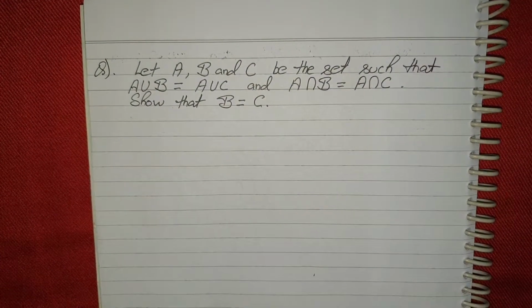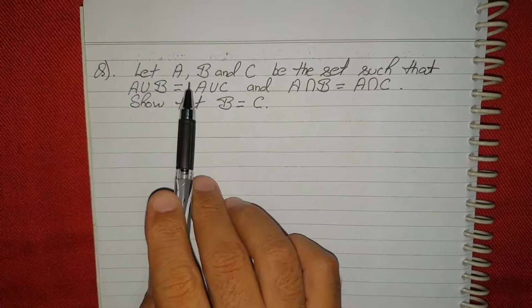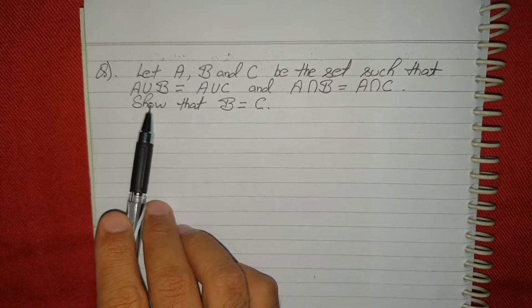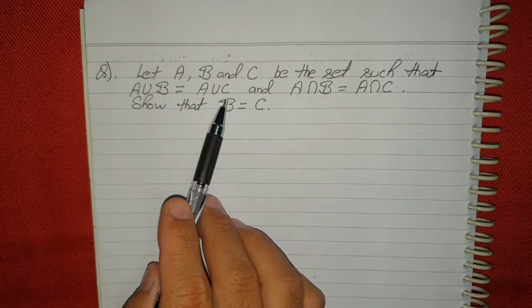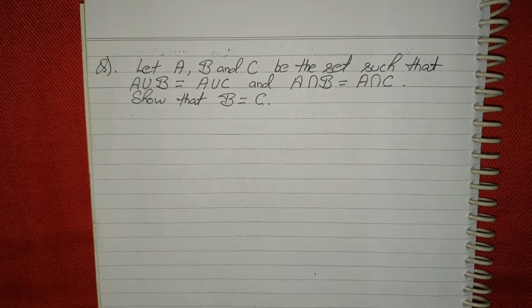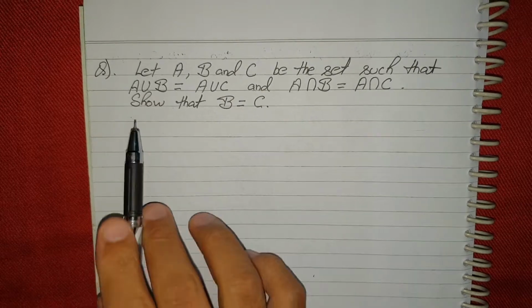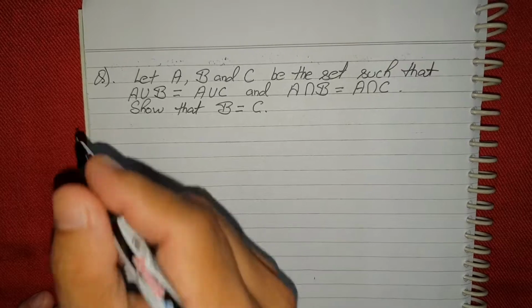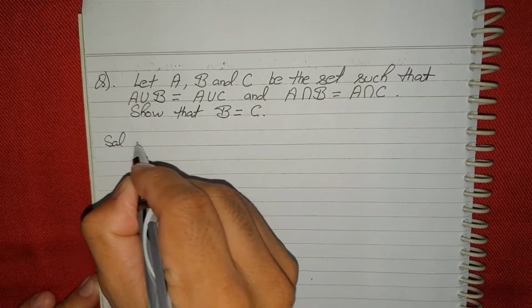Okay, now the second question is, let A, B, C be sets such that A union B equals A union C, and also A intersection B equals A intersection C. Show that B equals C. Now see the solution.